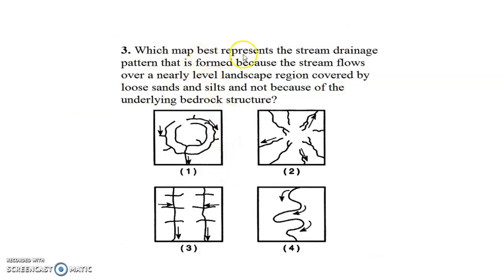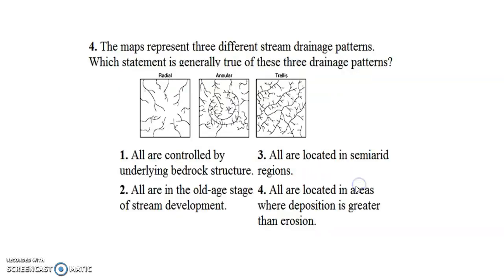Here it says, which map best represents the stream drainage pattern that is formed because the stream flows over a nearly level landscape region covered by loose sands and silts, and not because of the underlying bedrock below? Well, that would be a regular river. We've got meanders, bends, you know, it would be one like number 4. And here we have our regular erosional, depositional pattern that we talked about. Erosion on the outside of the curve, deposition on the inside, and so on. We talked about that a bunch of times.